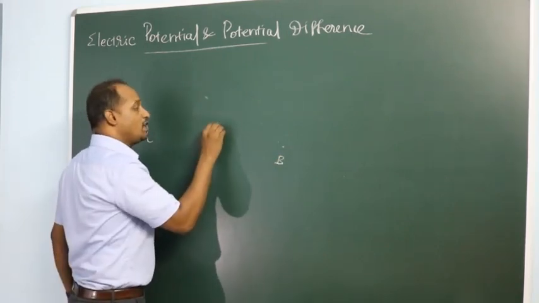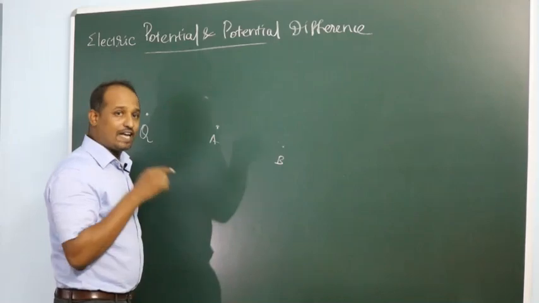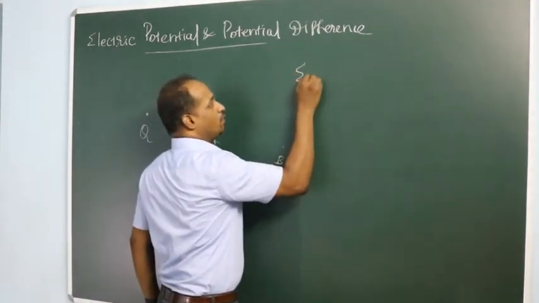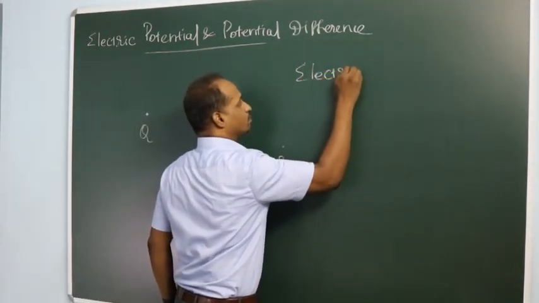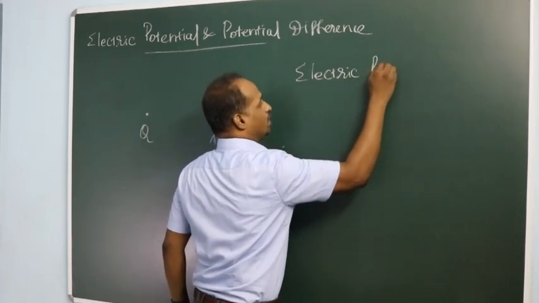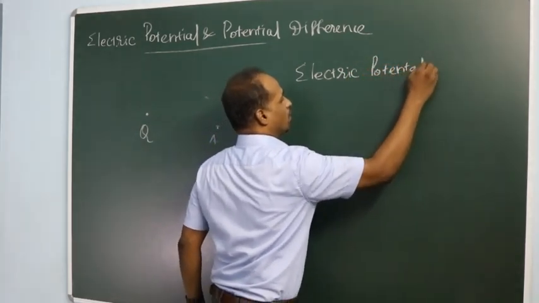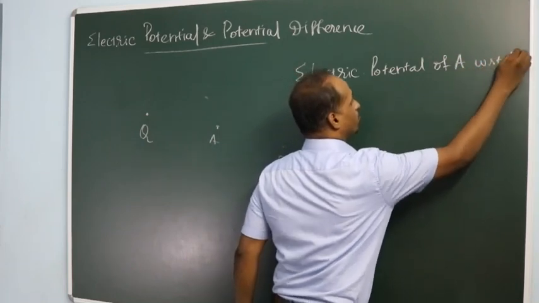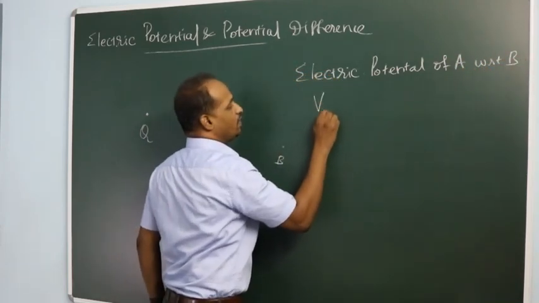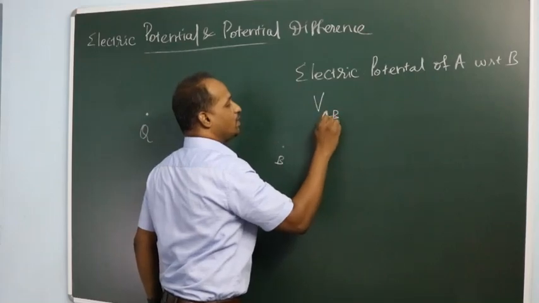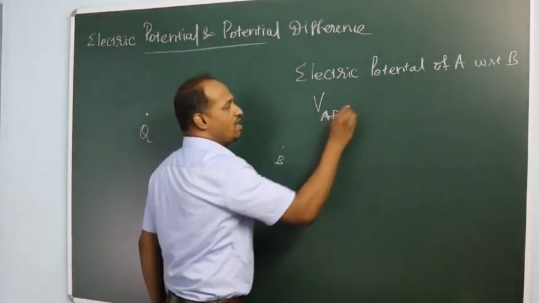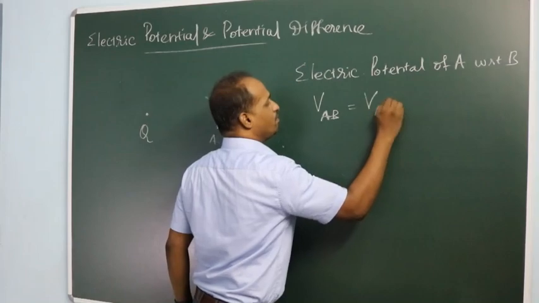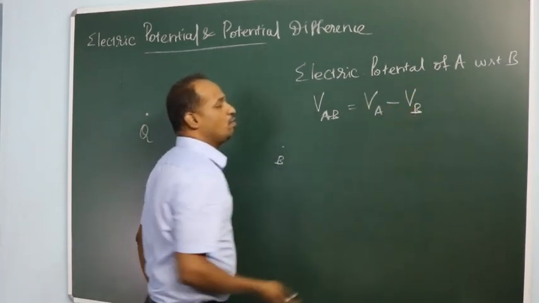What is the potential of A? I am talking about electric potential. The electric potential of A with respect to B, we call this VAB. Electric potential of A with respect to B is usually VA minus VB. You know what is VA minus VB?